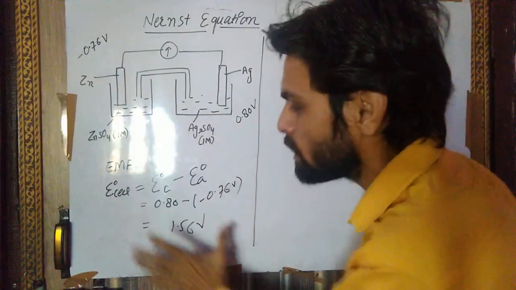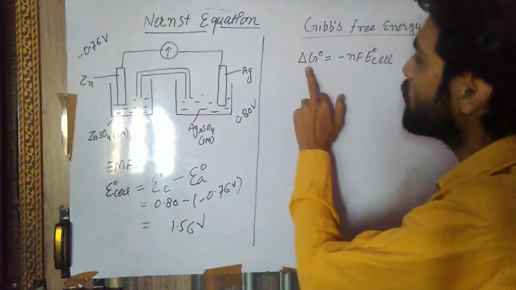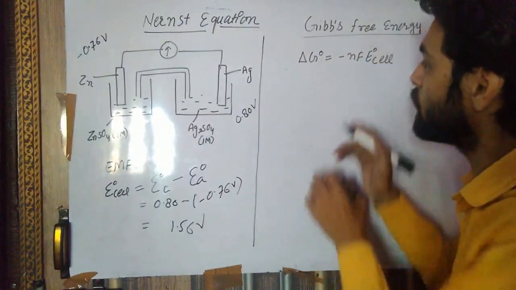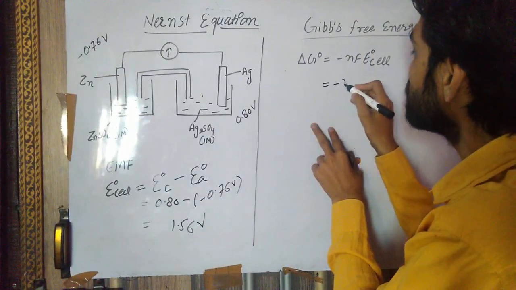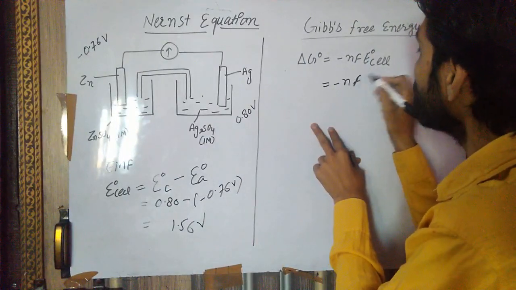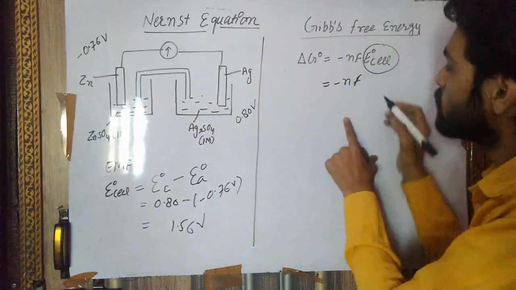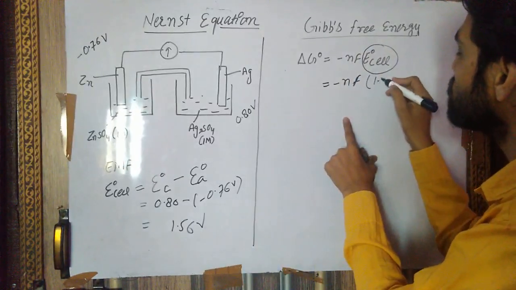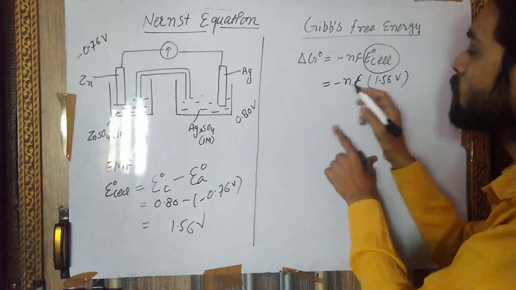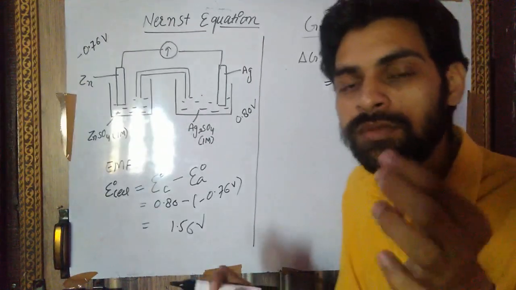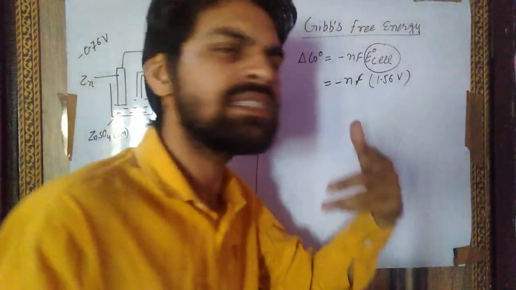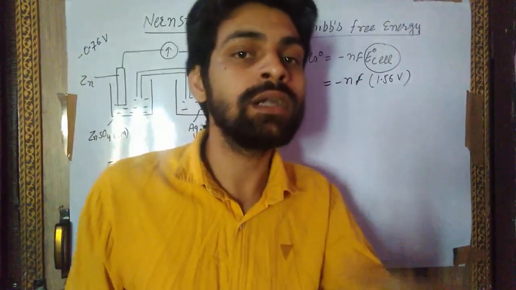So this is the standard condition. But here we are going to calculate Gibbs free energy. So what will be the answer? Delta G naught equals minus nFE naught cell, and we have calculated E naught cell using this formula. So the value of E naught cell is 1.56 volt. Next, what will be n and what will be F?